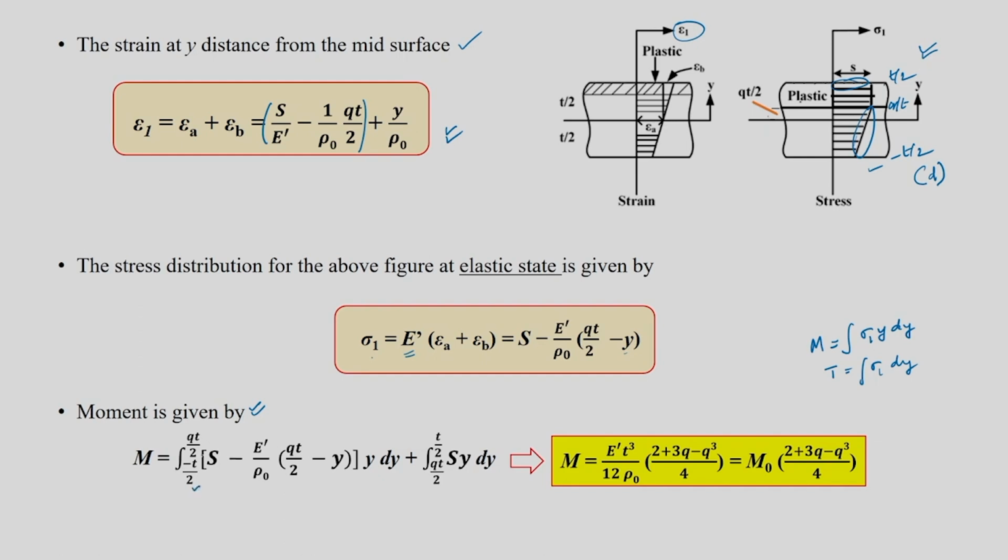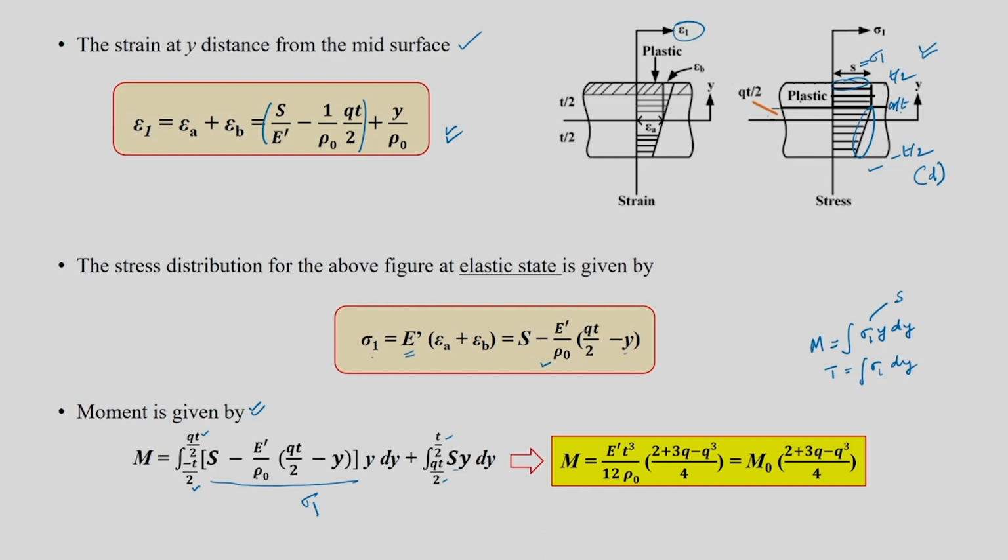So, minus t by 2 to qt by 2 is a limit. Within that, sigma 1 y dy will come. That sigma 1 is nothing but this one. So, this entire thing is nothing but sigma 1, which is S minus E dash by rho naught into (qt by 2 minus y), into y dy. After that, qt by 2 to t by 2 is nothing but S only. Sigma 1 is nothing but S, so this is S into y dy from qt by 2 to t by 2. These limits have to be handled carefully.